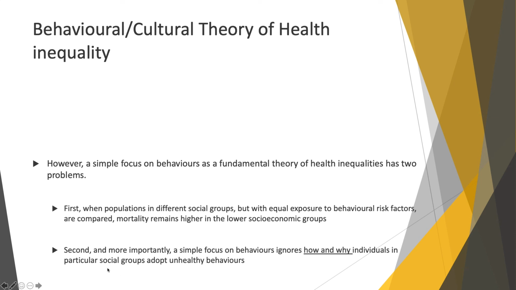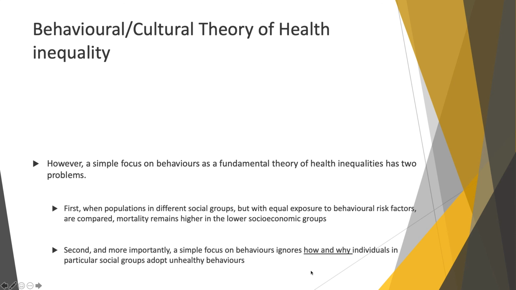Okay? Second, and more importantly, a simple focus on behavior ignores the how and why individuals, in particular social groups, adopt unhealthy behaviors. So another flaw with this theory is that we're simply saying that culture defines behavior, behavior defines health outcomes. However, it's ignoring the fact that some people don't behave in a certain way because they have a choice. So it's the how and the why. It ignores the how and the why people behave a certain kind of way.